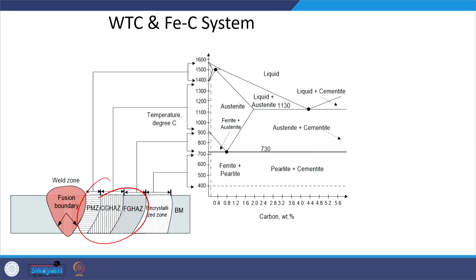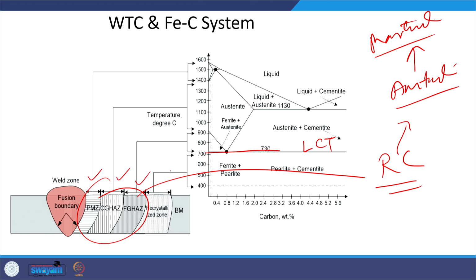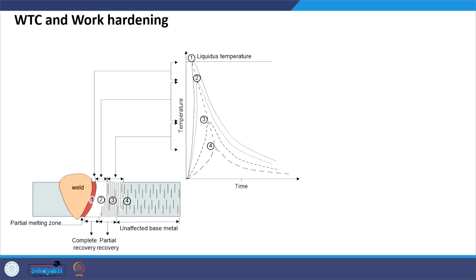All these zones which have been heated above the lower critical temperature, when they are subjected to rapid cooling, have formed austenite. So these zones will lead to the formation of martensite, because typically a very high cooling rate is observed during fusion welding. So all these zones actually form martensite in the case of carbon steels. It may be low carbon martensite or high carbon martensite, depending upon the carbon content present in the steel. If a metal has been strengthened by work hardening.